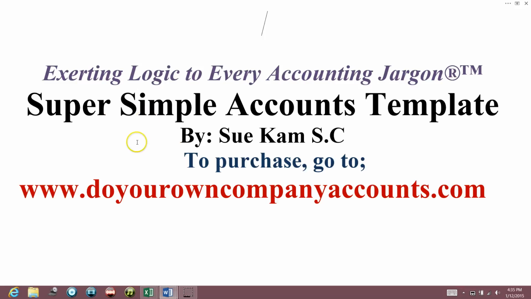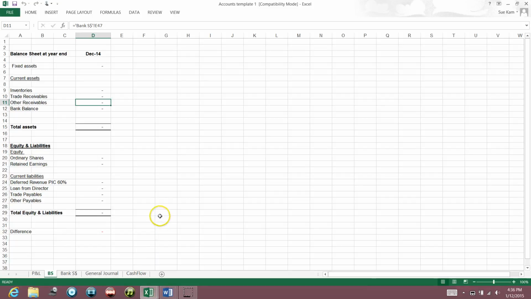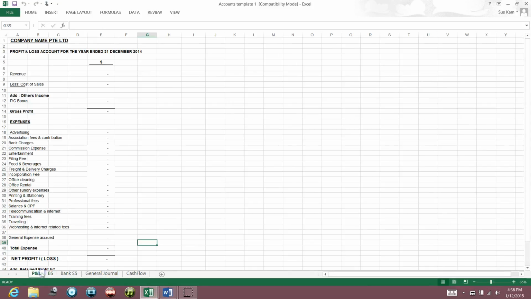Hi, today I'm going to show you a very simple accounts template. This is a template using Excel. Now you see here, this is a balance sheet. We have this profit and loss account. The profit and loss account, all this I put in the formula nicely already.